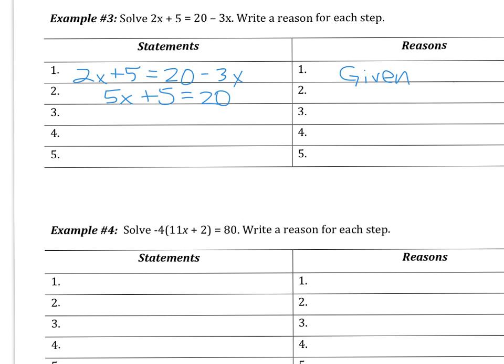And what you do on line 2 is you basically ask yourself, how did I get from here to here? What property did I use? Well, what did he say that we did to both sides? We didn't substitute, we added 3x to both sides. So we used the addition property of equality. So the addition property.